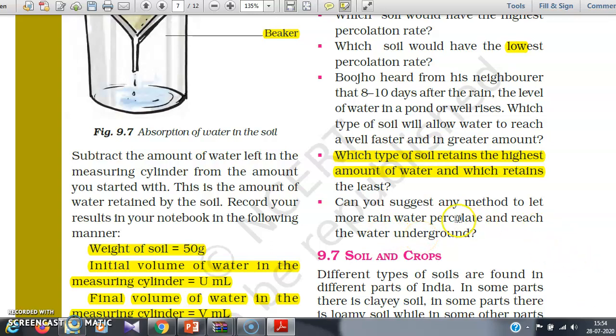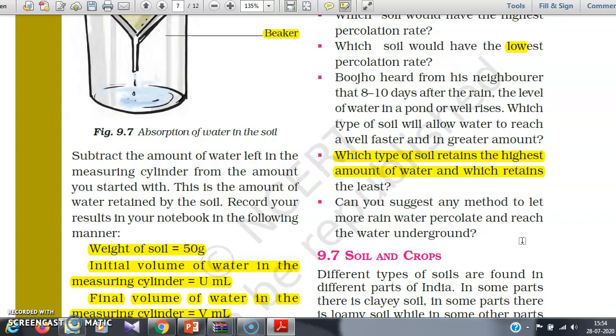Can you suggest any method to let more rainwater percolate and reach the groundwater? You have to suggest some method so that it acts like a sieve and lets the rainwater percolate and reach the ground. So throughout this we have learned different characteristics and properties of soil.